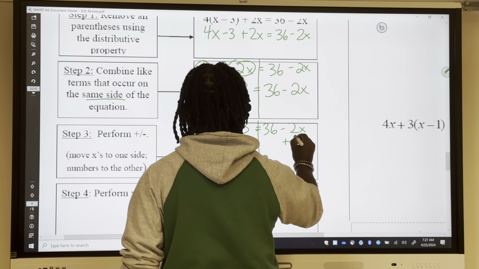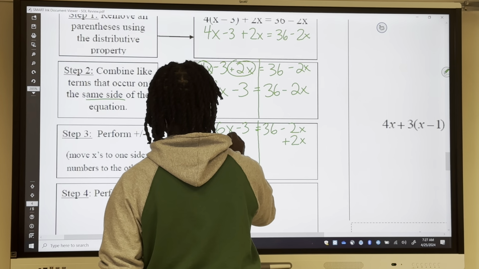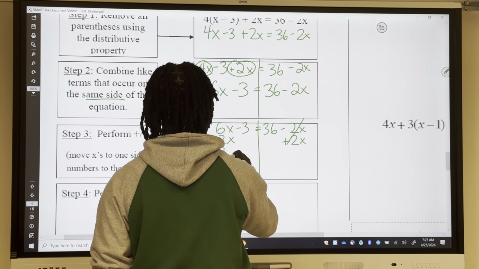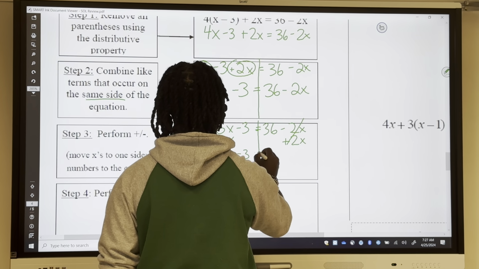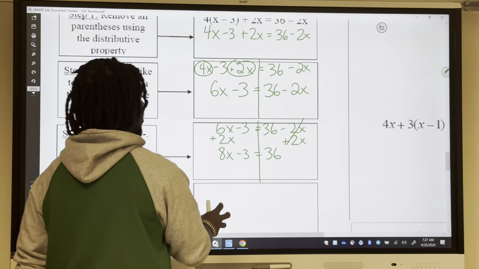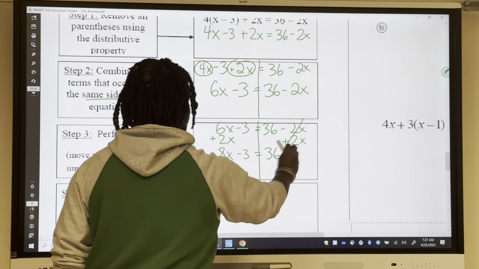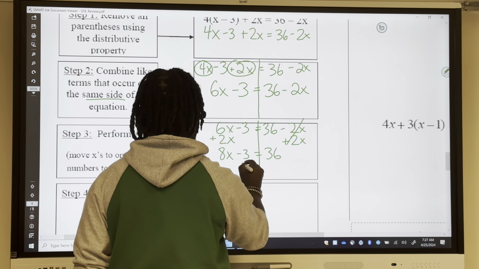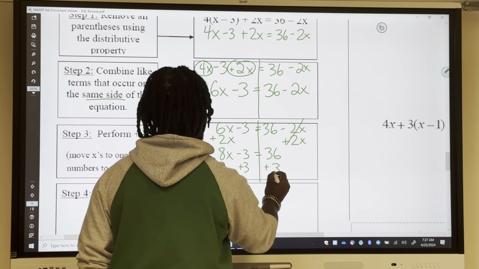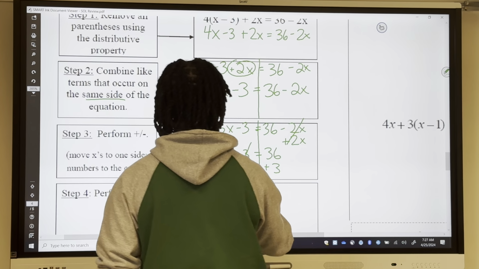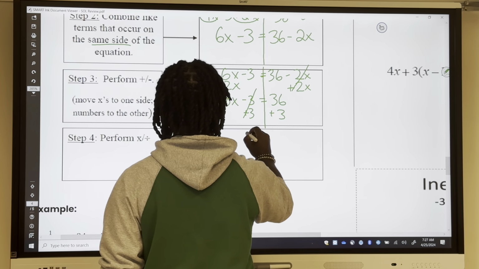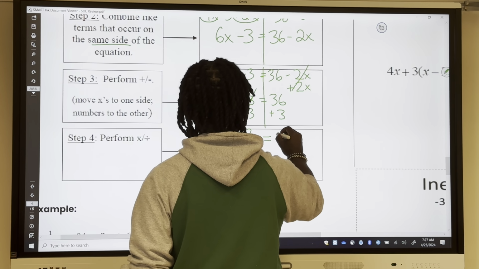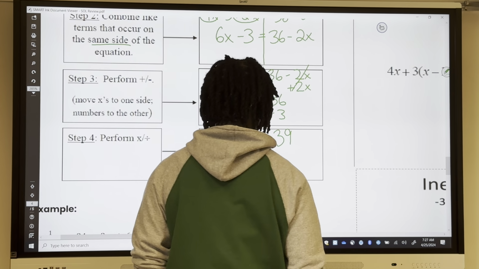So this is going to be plus 2x, plus 2x. The x's are going to cancel on one side. Now I've got 8x minus 3 equals 36. And now I'm going to move the numbers to the other side. So by the inverse operation, instead of minus 3, it's going to be plus 3. The 3's are going to cancel, and now I am left with 8x equals 39.